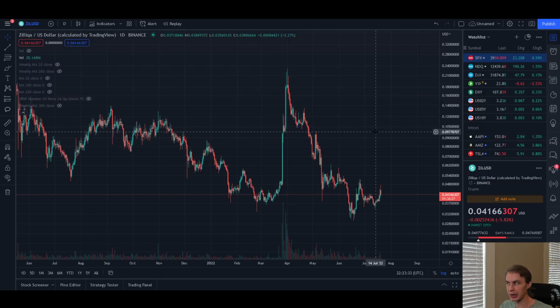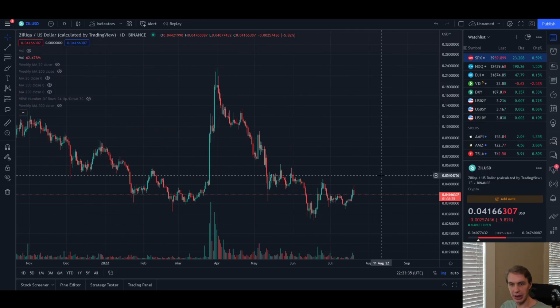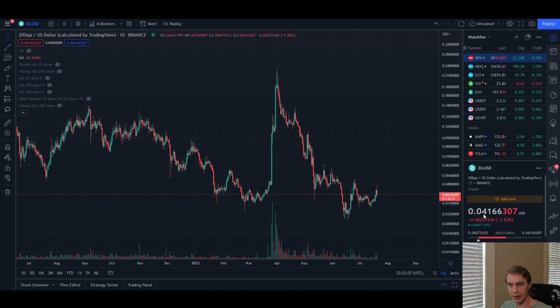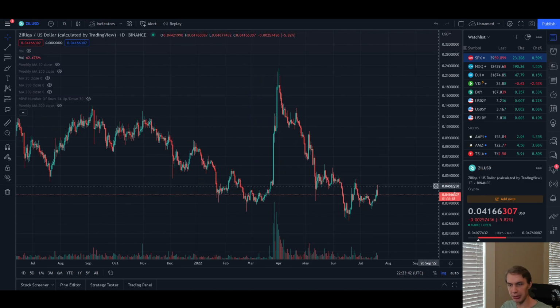So the final thing I want to talk about here is that if we were to see a rally from current levels, we're just below the critical MDC level right now, but we have a few hours until the close, so it'll be interesting to see what happens there.